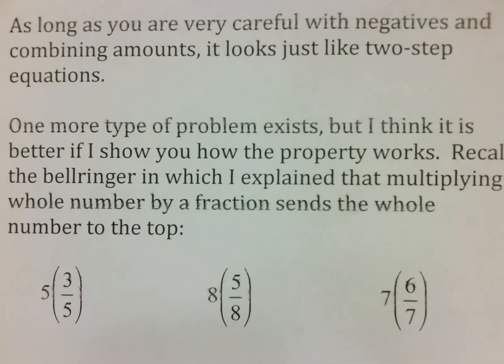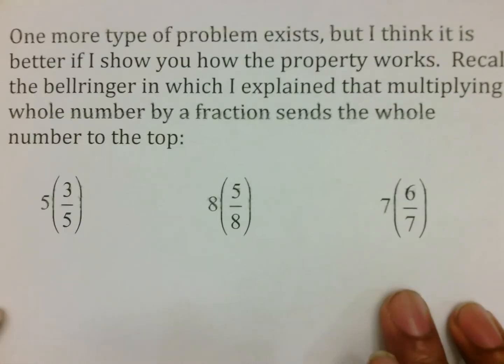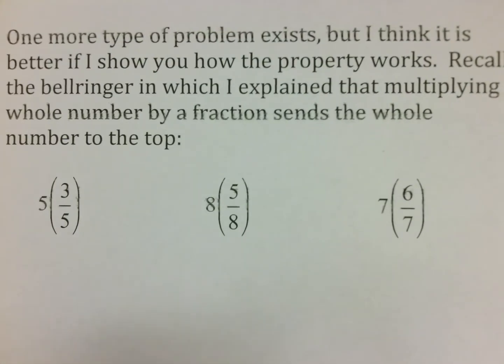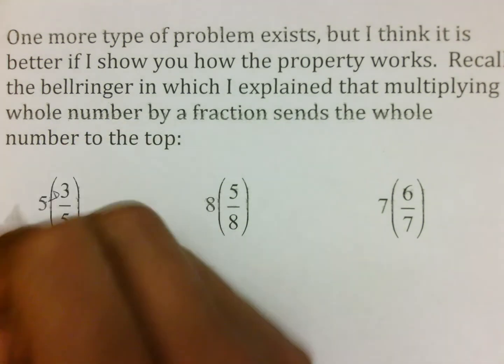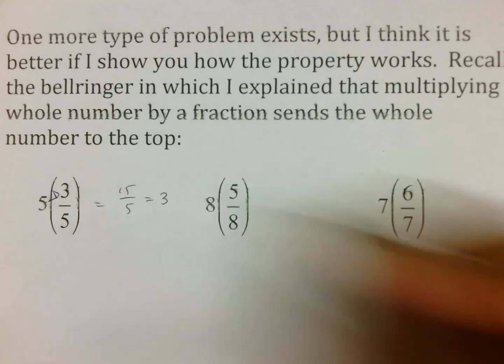One more type of problem exists, but I think it's better if I show you how the property works. Recall the bell ringer, I think it was in week 1, when I explained that when you multiply a whole number by a fraction, that the whole number goes to the top. That's what we're looking at here. So in some of the problems you're going to have fractions, and I need you to understand what happens when you multiply a fraction by a whole number. And what happens is the whole number multiplies to the top. So 5 times 3/5 becomes 15 over 5, which ends up as the answer 3.